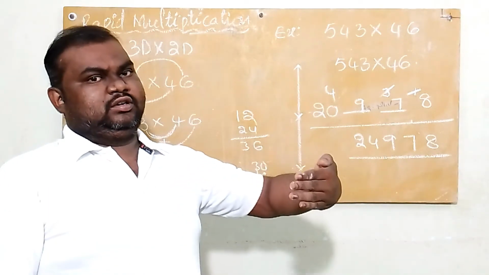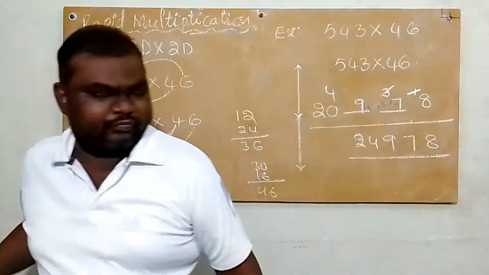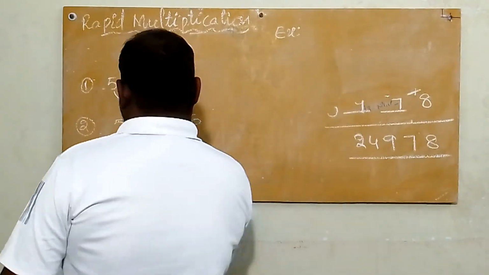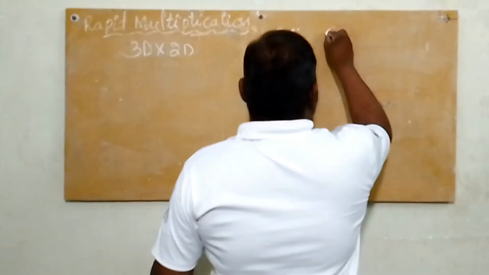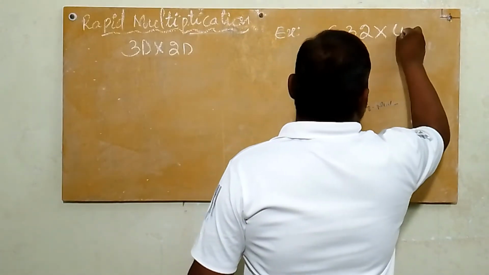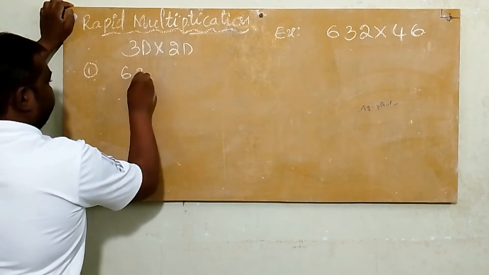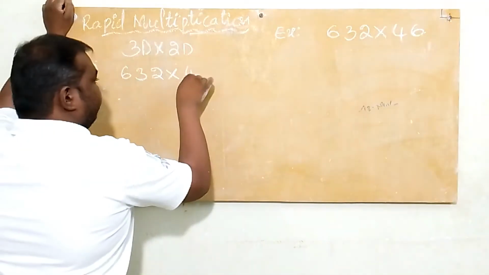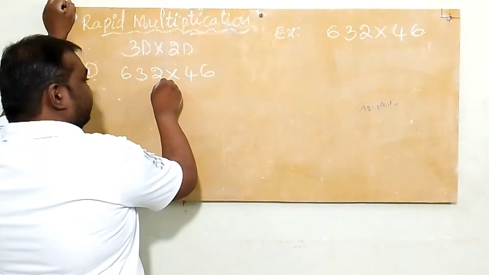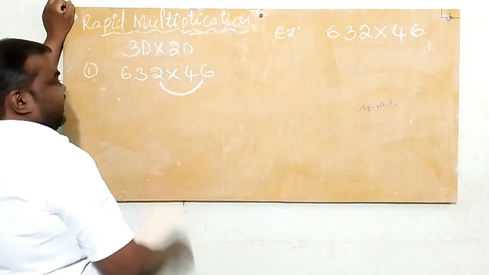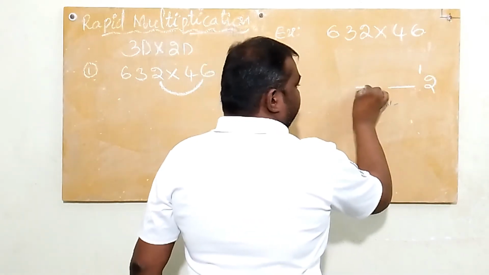So we can solve another problem to understand the concept very clearly. Okay, first step: 632 into 46. So we know the first step. The first step is very simple, both ends from the right side: 2 times 6 is 12, 2 here and 1 above, and put the 2 gaps.